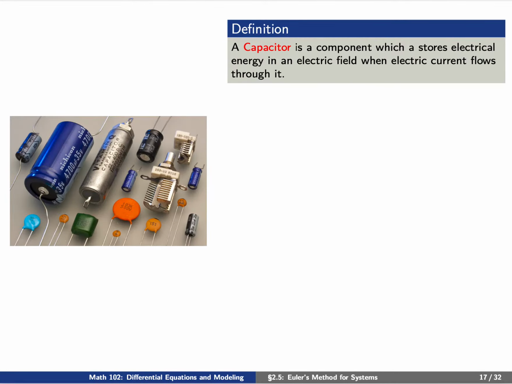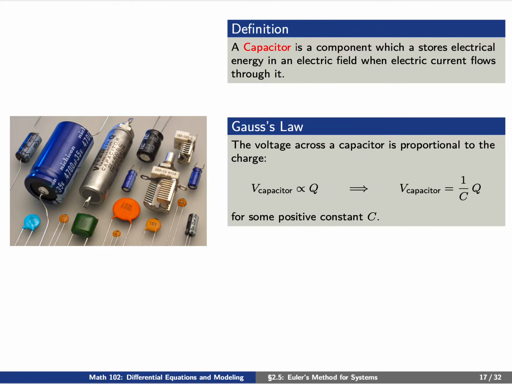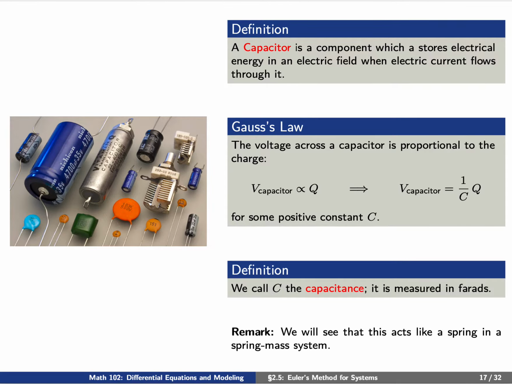The third I'd like to discuss is a capacitor. A capacitor is a component which stores electric energy in an electric field when electric current flows through it. Gauss's law has various applications, and one of them states that the voltage across a capacitor is proportional to the charge. That is, V equals 1 over C times Q for some positive constant C. We call C the capacitance, and it is measured in farads. We'll see later that a capacitor acts much like a spring in a spring mass system.